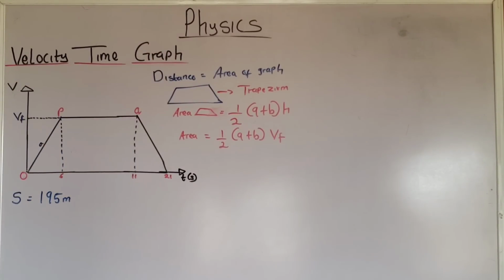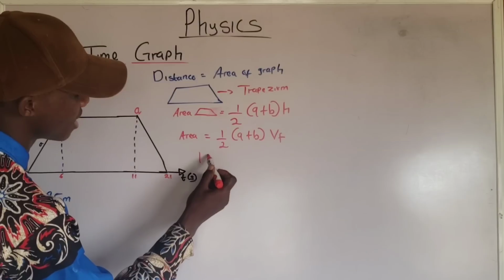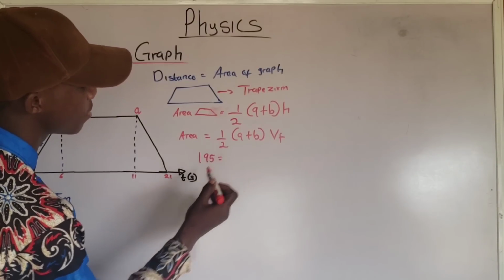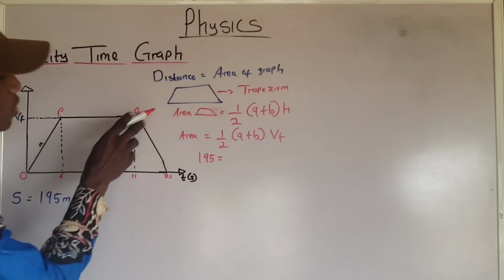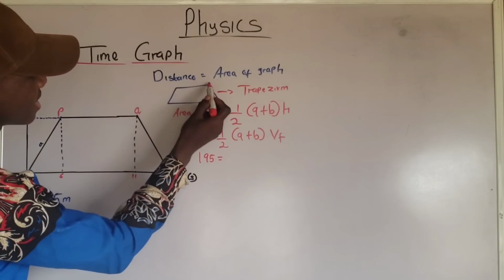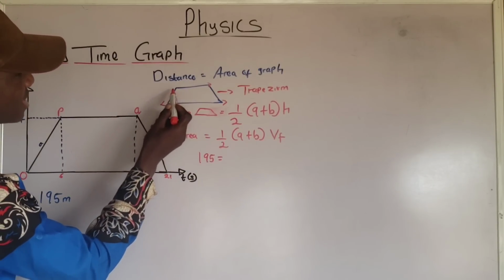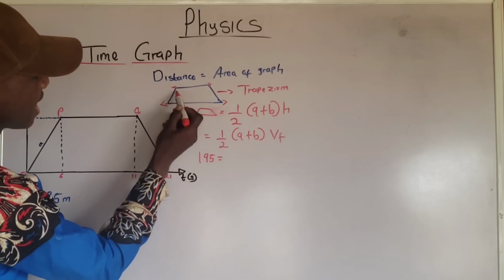Now, the area is equals to the distance. The total distance on the velocity time graph is the same as the area of that velocity time graph. So area is 195 meters. So I'm going to have 195 is equals to 1/2 (a plus b) Vf. A and B in the trapezium are those parallel sides that can never meet. If you look at this trapezium, this line and this line can never meet.